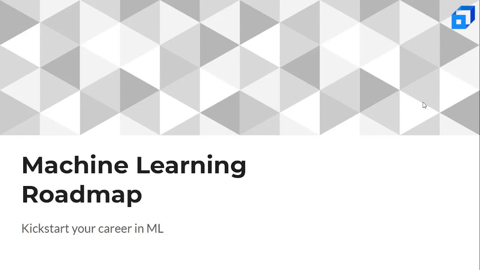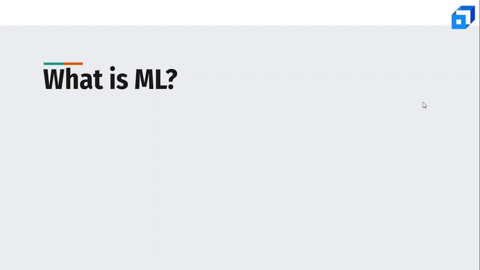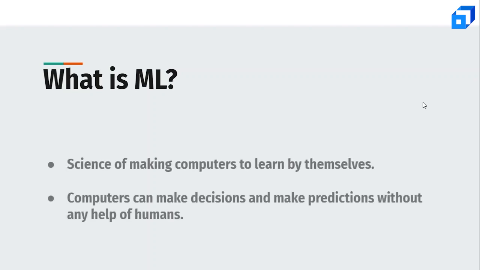Let us first understand what ML is. Machine learning can be defined as the science of making computers learn automatically. With machine learning, the computers can make decisions and predict outcomes without any human intervention. The whole process is achieved using algorithms, which play an important role in building machine learning models, which can then be applied to a variety of other applications.